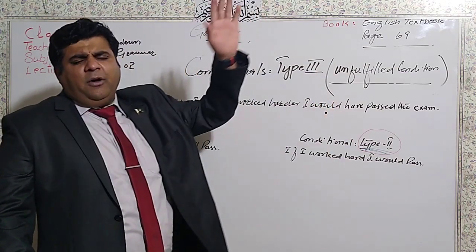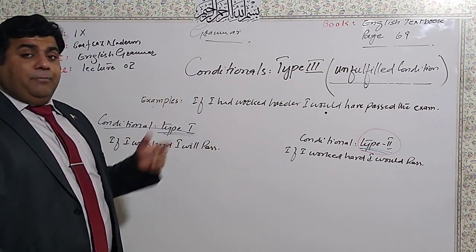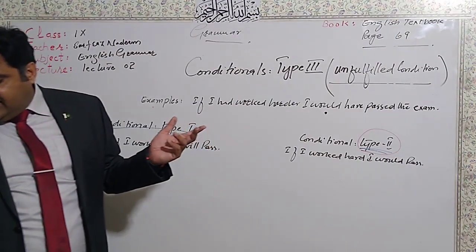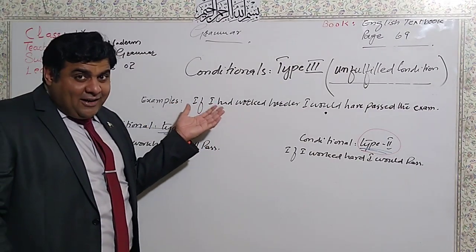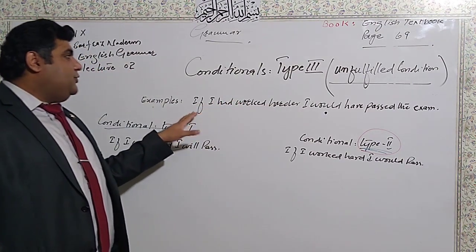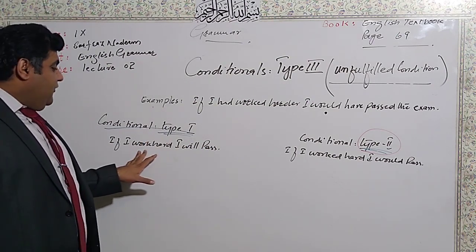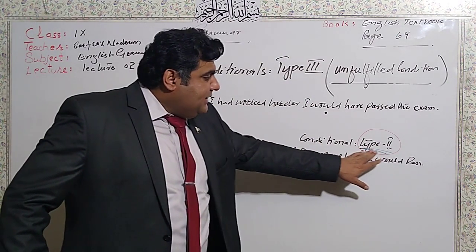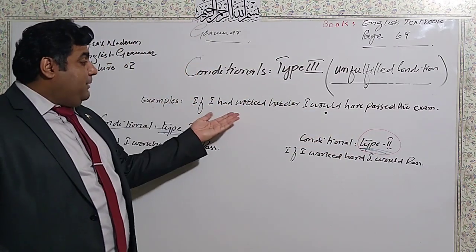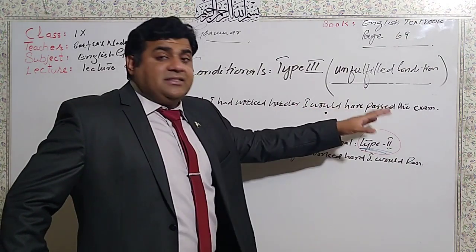So the time is up, a lot of time has passed. If I had worked hard, but the condition was not fulfilled, it means that I didn't work hard and I didn't pass the examination. So dear students, this is conditional type 3. As I told you, conditional type 1: if I work hard, I will pass. Conditional type 2: if I worked hard, I would pass. But in type 3, if I had worked hard, it's the past perfect tense, I would have passed the exam.